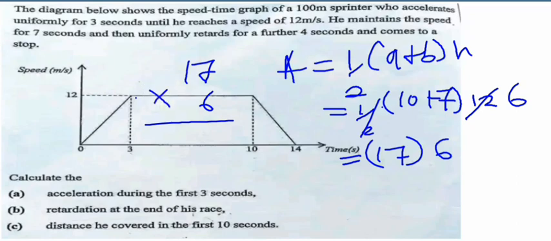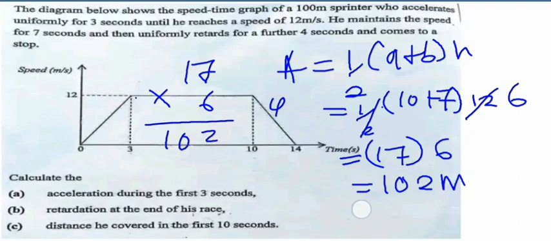So 6 multiplied by 7, we need to get 42. So 2 remainder 4. Then 6 multiplied by 1, we are going to get 6, plus this 4 here, we are going to get 10. So it is 102. So the final answer here is just going to be 102, yes. Now it's meters, since we are talking about the distance covered, so it should be in meters.